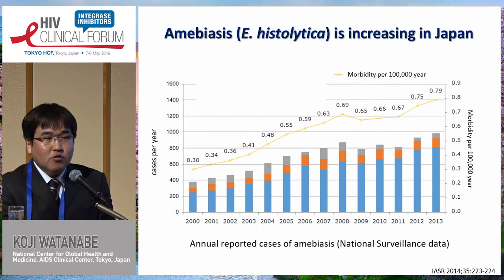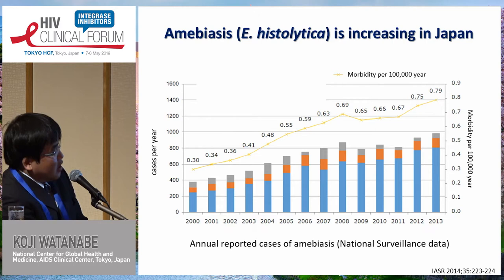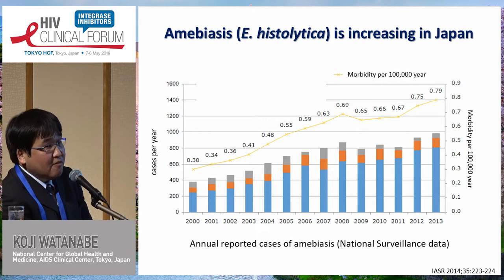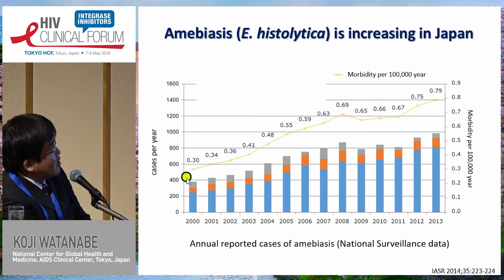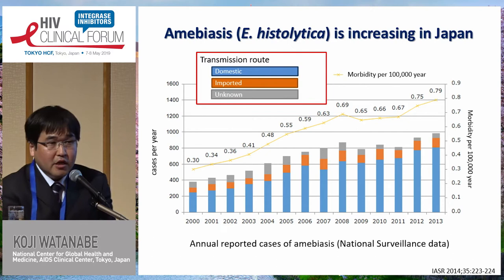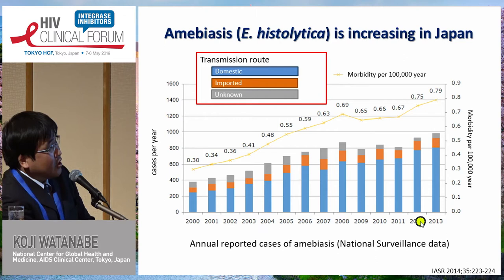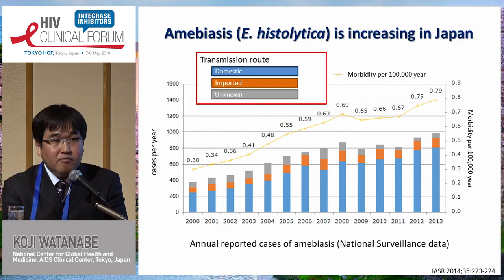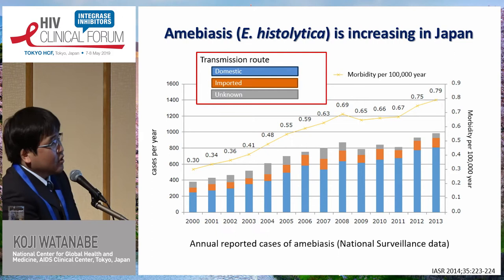And here is the epidemiology in Japan from 2000 to 2013. You can see the annual reported cases of invasive symptomatic amoebiasis, and you can see it is increasing. A more important thing in this slide is that most of the cases are domestic infections, the blue bar. Domestic infection means they were infected with Entamoeba histolytica inside Japan, not from other countries. So this is the Japanese situation.